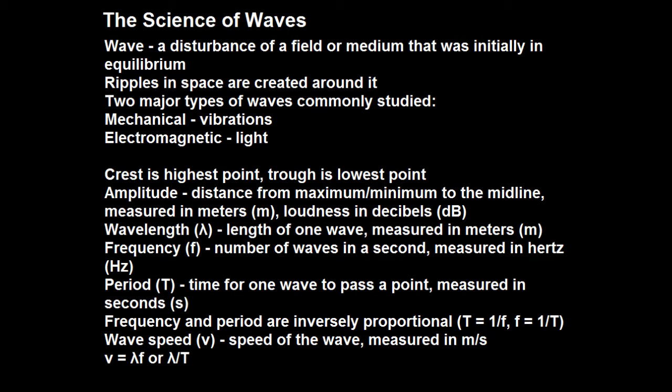A wave is a disturbance of a field or medium that was initially in equilibrium, and ripples in space are created around it and the path where it travels. There are 2 major types of waves commonly studied: mechanical waves, which are vibrations, and electromagnetic waves, which are light.